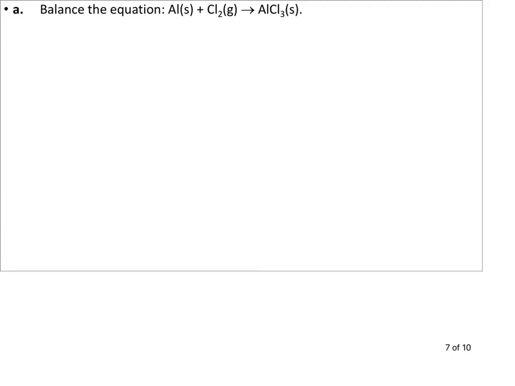First part, they just want us to balance the equation. So looking at this, I'll write the whole routine out this time. We've got Al and Cl. Hopefully you can do this maybe without quite writing as much out as I'm going to do here. We started with 2 chlorines, 1 aluminum, and we ended up with 1 aluminum and 3 chlorines.